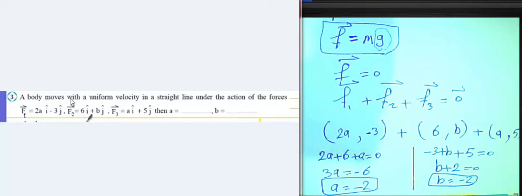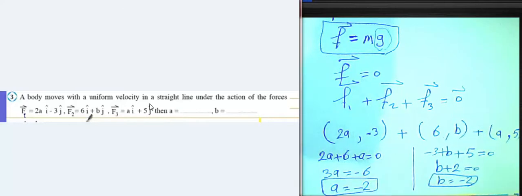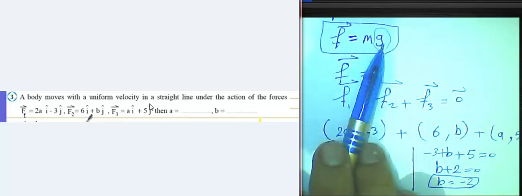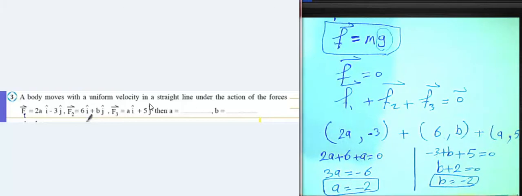Again, a body moved with uniform velocity, it means the force equals 0, because force equals m multiplied by j, and j will be equal to 0, because j is the first derivative of velocity, and uniform velocity is constant. The derivative of a constant equals 0, then j will be equal to 0.